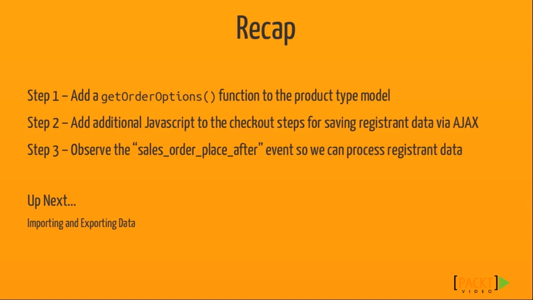In the second step, we added additional JavaScript to the checkout steps so that we could save our registrant data via AJAX. We also had to tweak our config XML for our module a little bit so that we could add in the correct controller and router for intercepting that AJAX request. Finally, we observed the sales order place after event in our own custom observer so that we can process the registrant data that was injected into the info buy request.